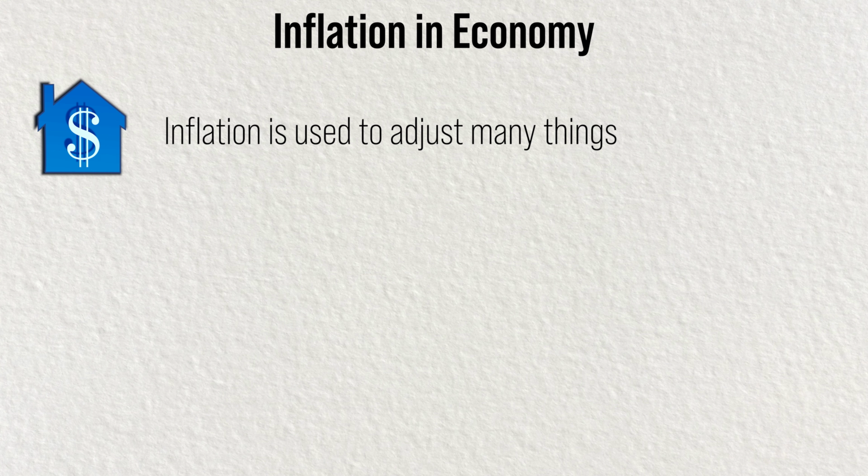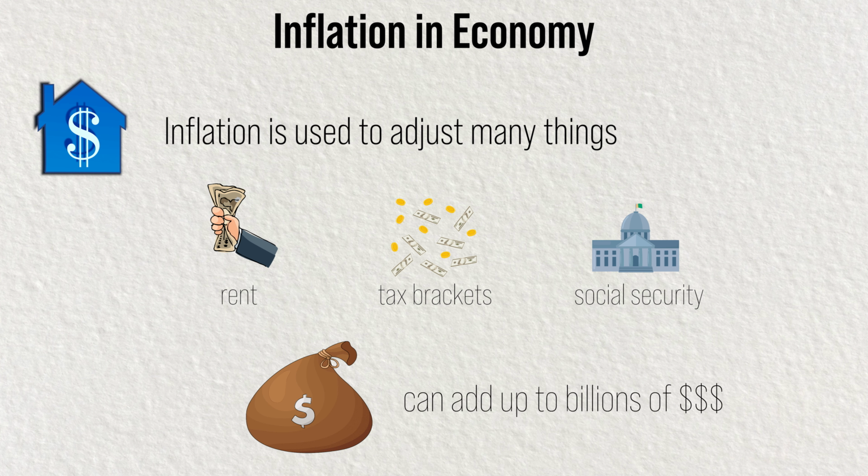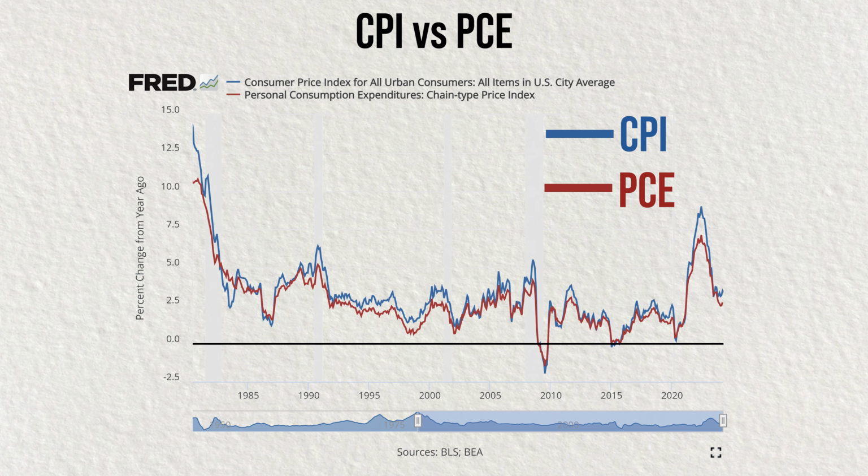Changes in prices or inflation play a crucial role in the economy. Year-end federal tax brackets and Social Security are adjusted for inflation. And depending on what inflation metric you use, even small percentage differences can add up to billions of dollars. While the CPI and PCE track closely to each other, divergences happen often. This was especially evident during the COVID-19 outbreak. The difference in June of 2022 was almost 2%, which was very unusual long-term. Overall, we see that the CPI tends to trend at higher rates than the PCE.